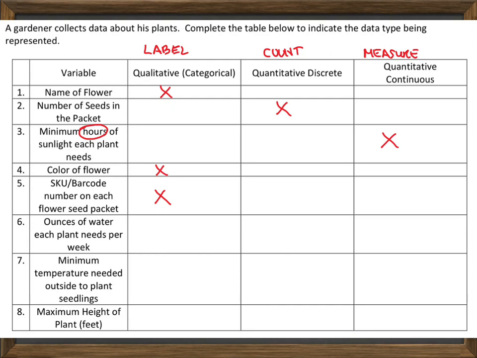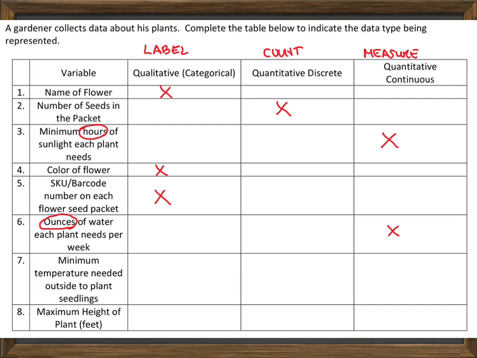The ounces of water each plant needs per week. Well, ounces is a measurement of weight, or fluid ounces is actually a measure of volume. So either way, it is a measurement. So remember, if you think about ounces, you could have like part of an ounce, you could have 3.5 ounces. There isn't any limit to how far down you can break either volume or weight.